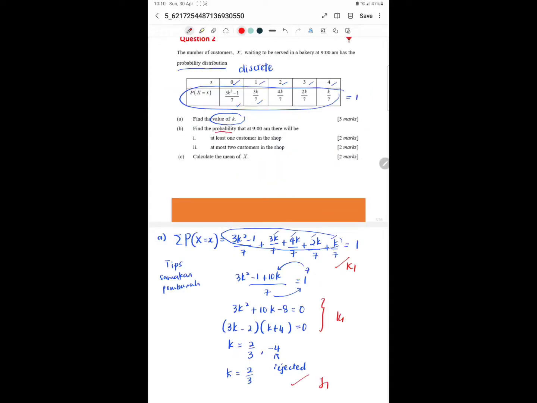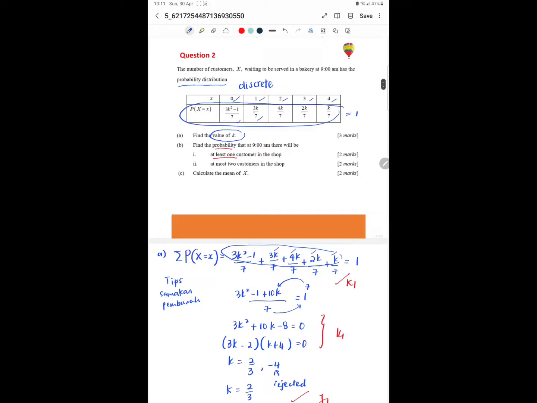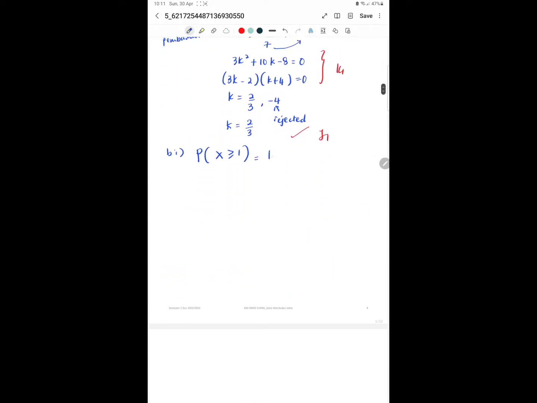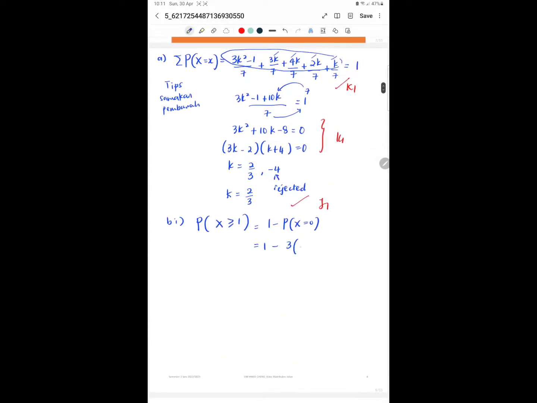Now next, we are going to find probability at least one customer. Jadi yang ni kita ambil at least. Apa maksud at least? At least is sekurang-kurangnya more than equals to 1. So kalau dia nak more than equals to 1, kita takkan nak kira 1 sampai 4 kan. So yang kita tak nak kosong. So terus buat 1 tolak X equals to 0. Maknanya yang tak nak tu kita tolak. Jadi lagi senang. Dan bila kita nak buat 1, 2, 3 tambah semua sekali, lambat. Jadi masukkan X equals to 0. K kita dah dapat value dia. Jadi k 2/3, 3k kuasa 2 tolak 1, per 7. Jadi bila dah kira, tekan kalkulator dapat 20 over 21. So markah dia K1 J1.